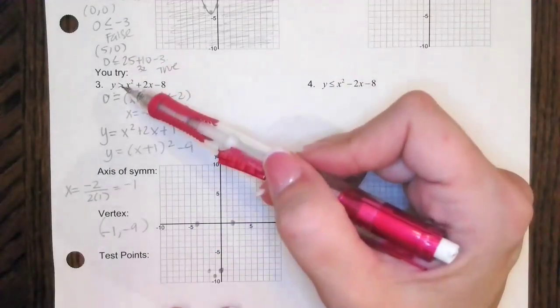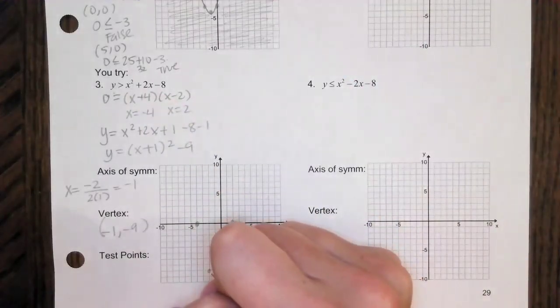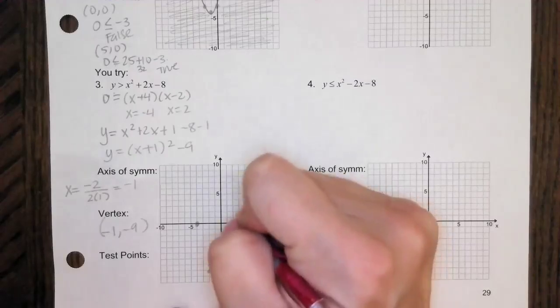All right, for this one, there's no equal sign here, so we don't want these to be solutions, so this is going to be a dashed line, or dotted.